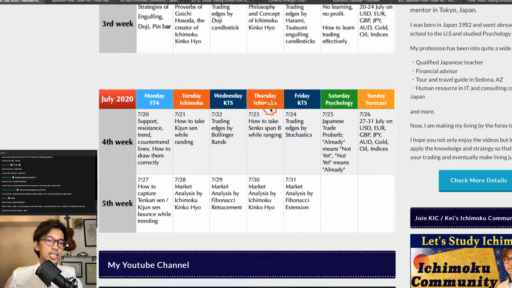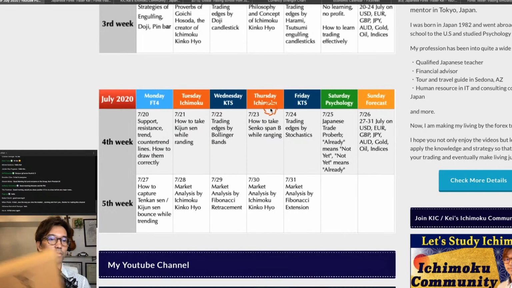For me, I use Ichimoku, but when it comes to capturing trading edges, I use different tools like lines or price action, or this Fibonacci Retracement tool, or Bollinger Bands, stochastics, and so on. But because I study Ichimoku from the original books like this, and I have been using Ichimoku for the past 5 years, I decided to deliver some information from the original book, and that happens on Tuesdays and Thursdays.